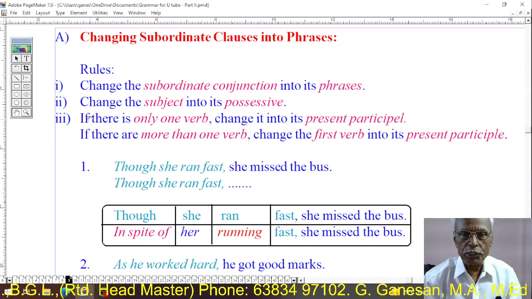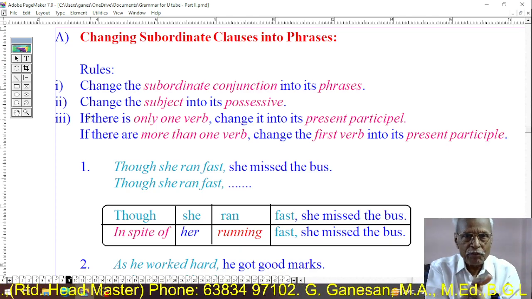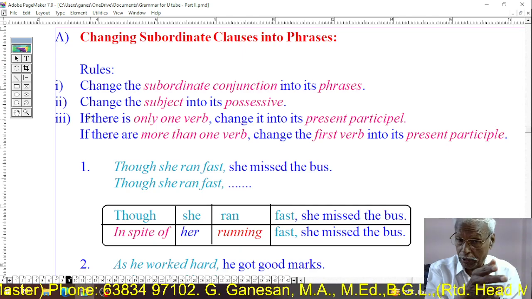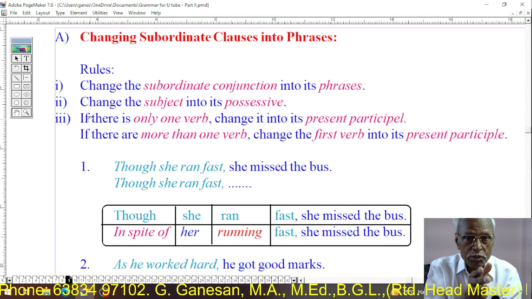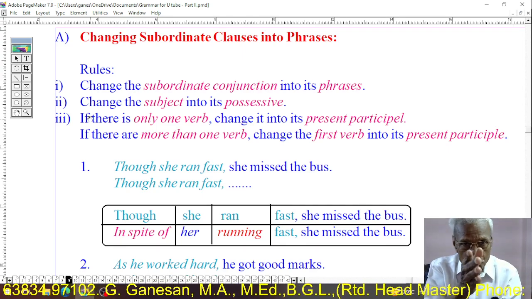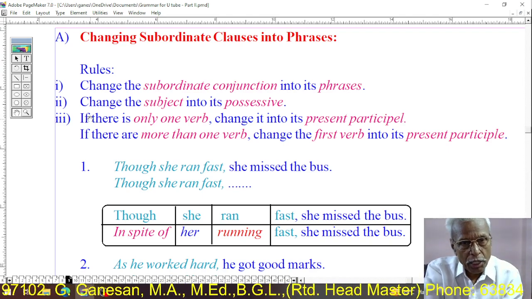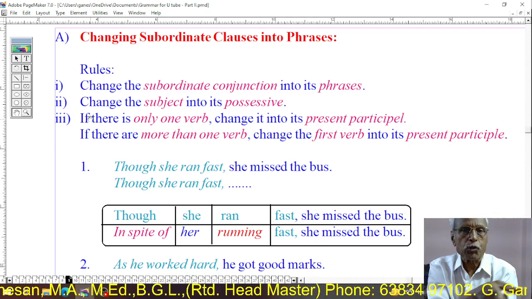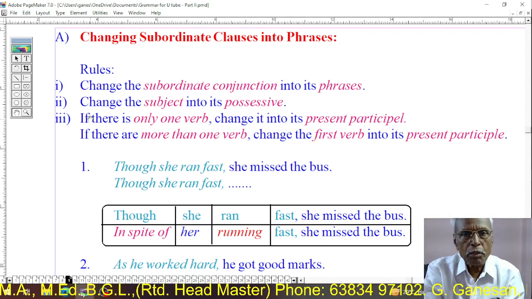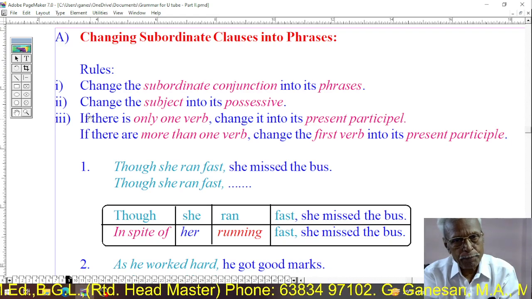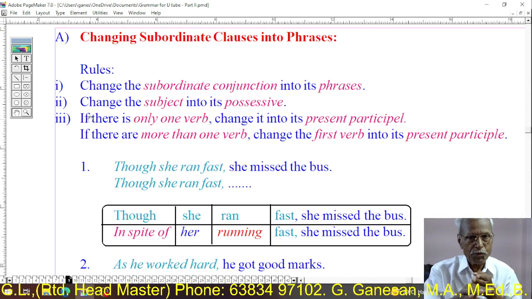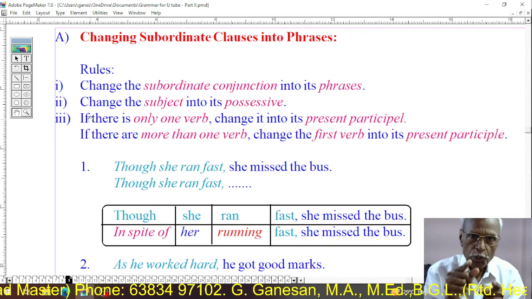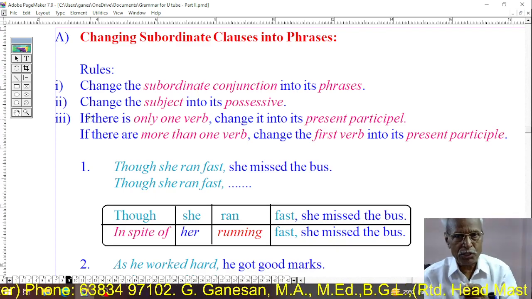Then the second rule: the subject in the subordinate clause should be changed. You must change it into its possessive. The subject should be changed into its possessive. Subject into possessive.